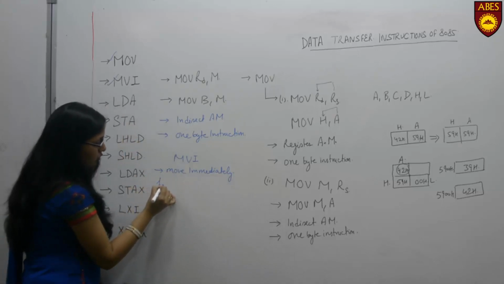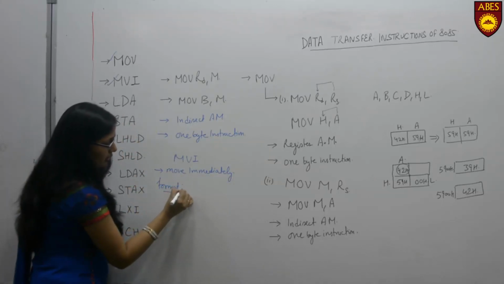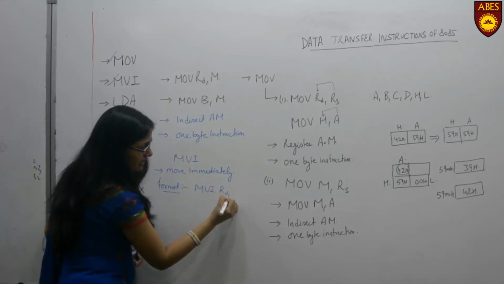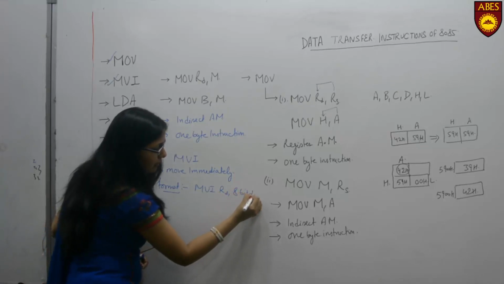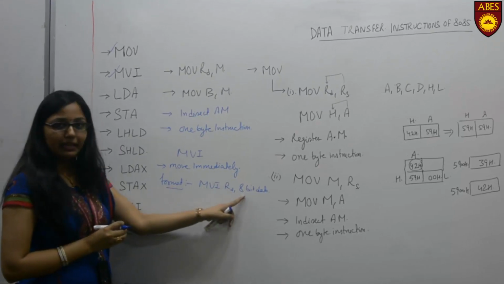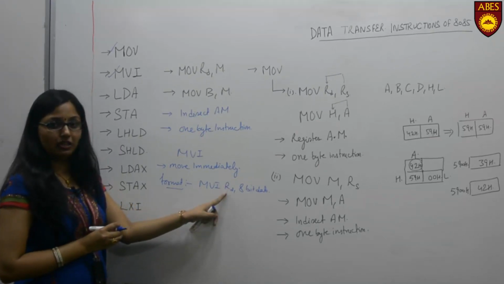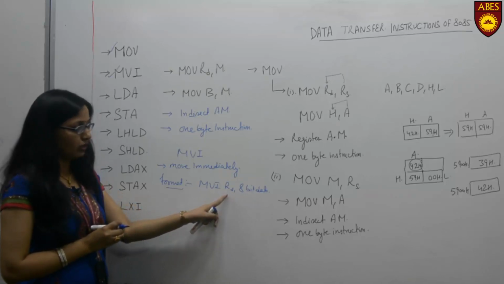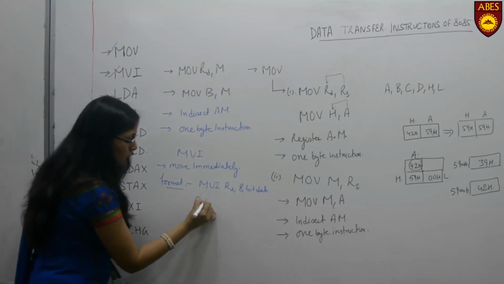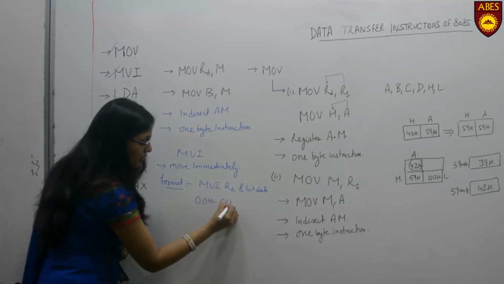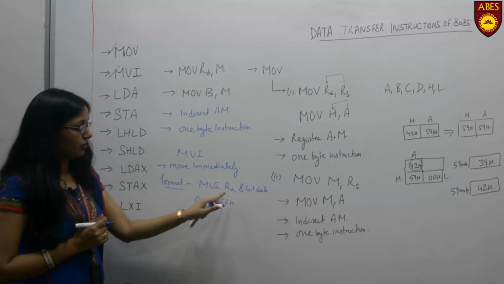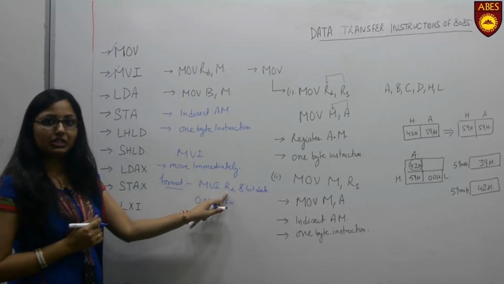The format for this instruction is MVI register, destination register, 8-bit data. In this instruction, 8-bit data is mentioned within the instruction. Which 8-bit data is moved into the register is mentioned within the instruction. The 8-bit data range is 00H to FFH, meaning from 00H to FFH, any data is moved into the 8-bit register which is mentioned in this instruction.